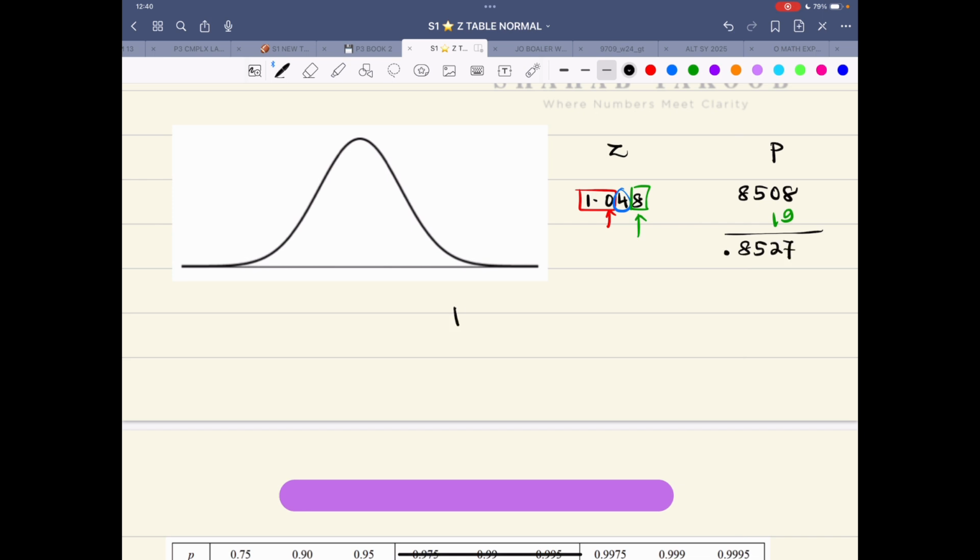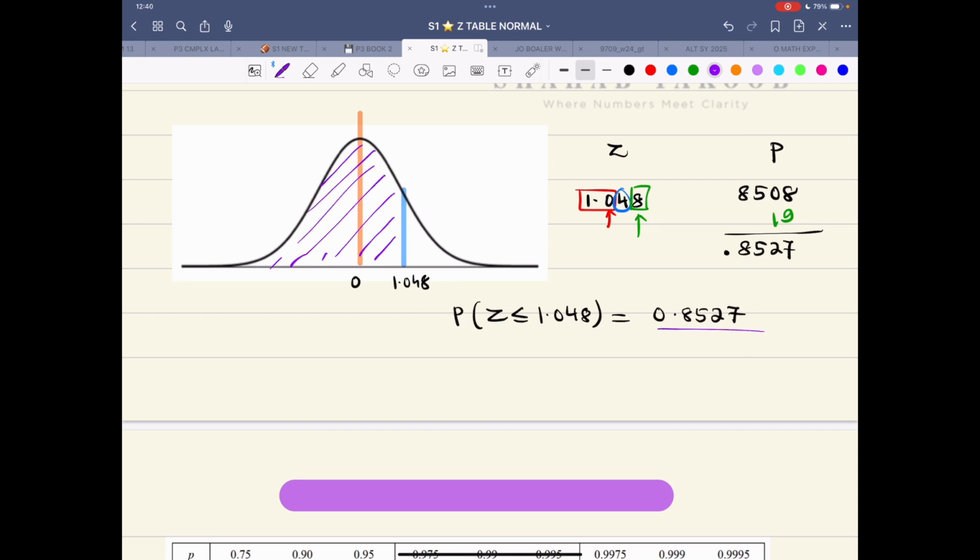So therefore, probability Z lesser than or equal to 1.048 comes out to be 0.8527. And again, if I'm interested in showing this out, so let me write over here, and somewhere over here is this thing. So this is 0, this is 1.048, and this thing right over here is how much? 8527. So this thing over here, this area under the graph, which is the probability, and this is 0.8527. All good, all clear.